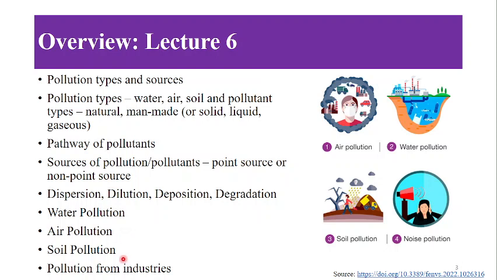Next is soil pollution. Soil pollution can be through the deposition of waste into the soil, and a little bit of water pollution is linked to soil pollution in the way that groundwater and landfill leachates are also a component of soil, so they can also degrade the soil in that manner. And then there is pollution from industries, which generate a lot of waste that is emitted into the atmosphere, the surface water, and the soil as well.